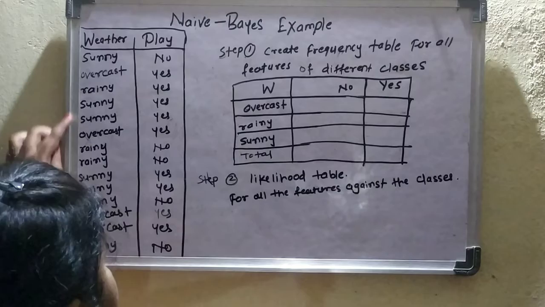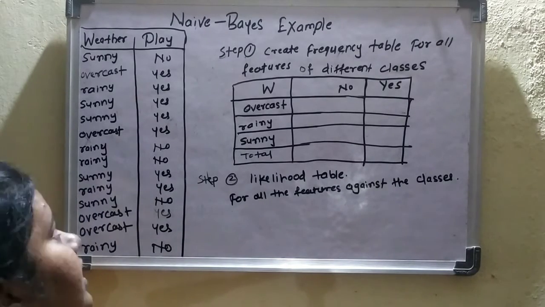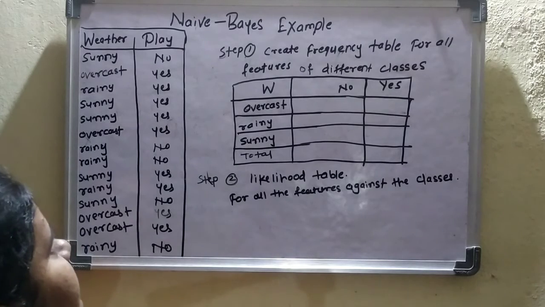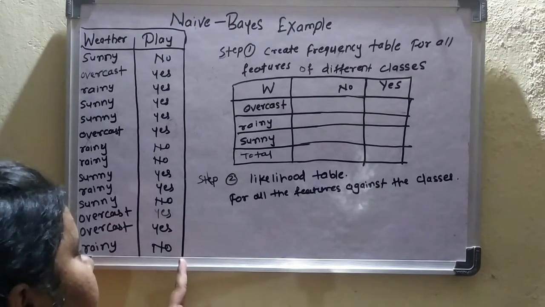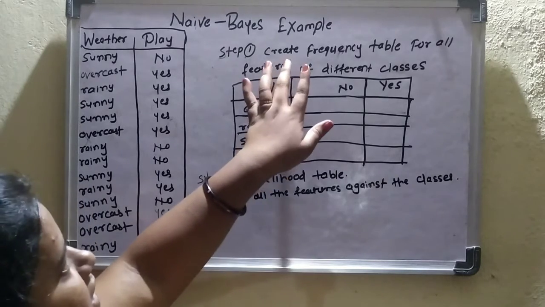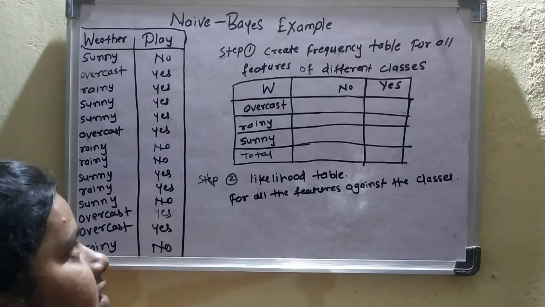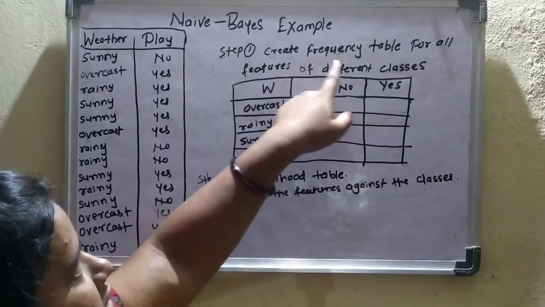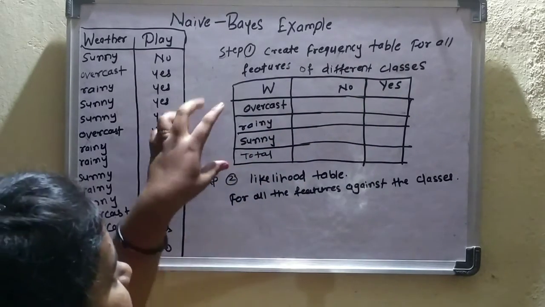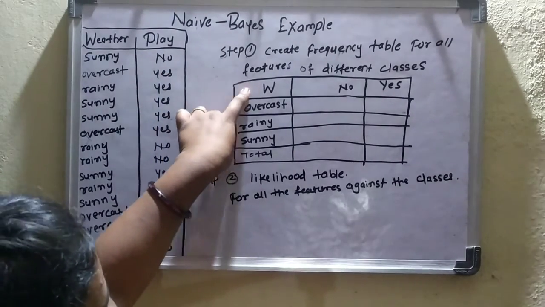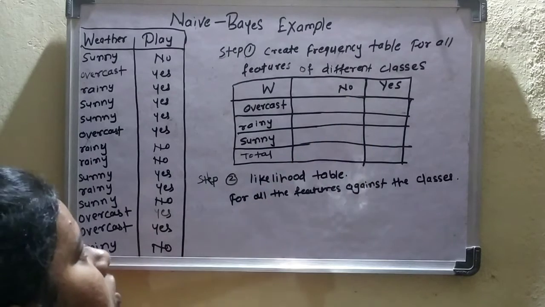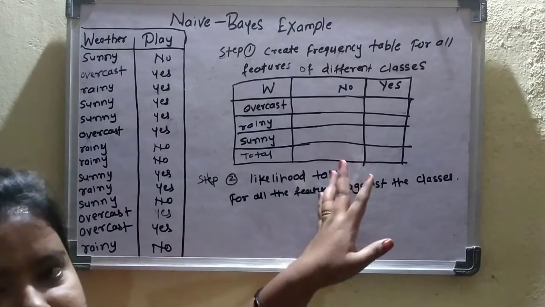So as you can see, I have listed down the examples here. Here there are some different conditions of the weather, and in that situation whether a person can play or not, the outputs are given here. To solve the example there are 3 steps. In the first step we have to create a frequency table for the different classes. We have to create a frequency table for all the features of the different classes. Here there are 3 types of features. The feature is the weather, that is overcast, rainy and sunny, and we have 2 conditions, that is yes or no. So for that we will first create the frequency table.